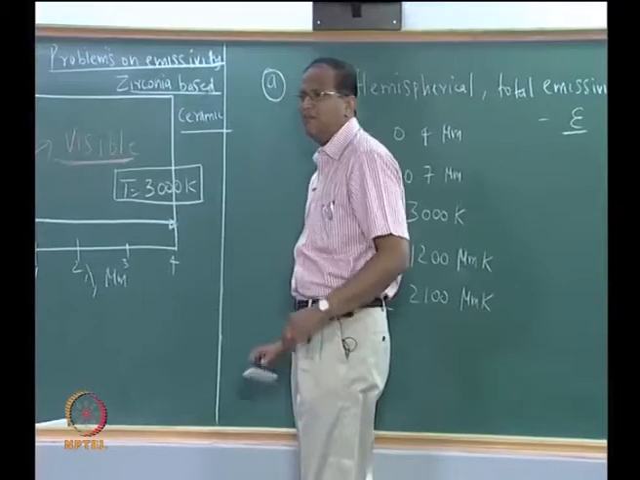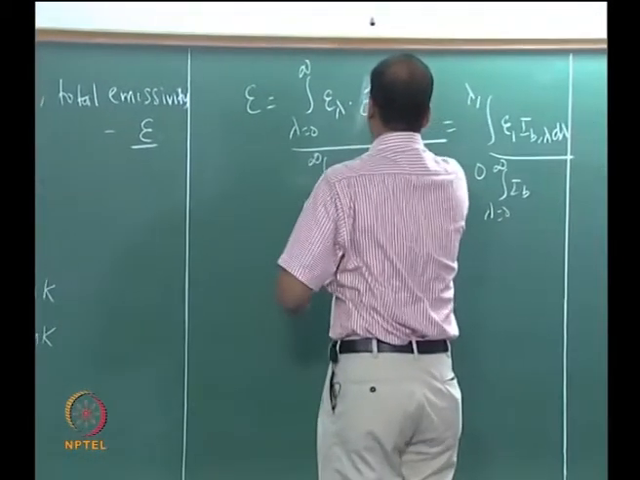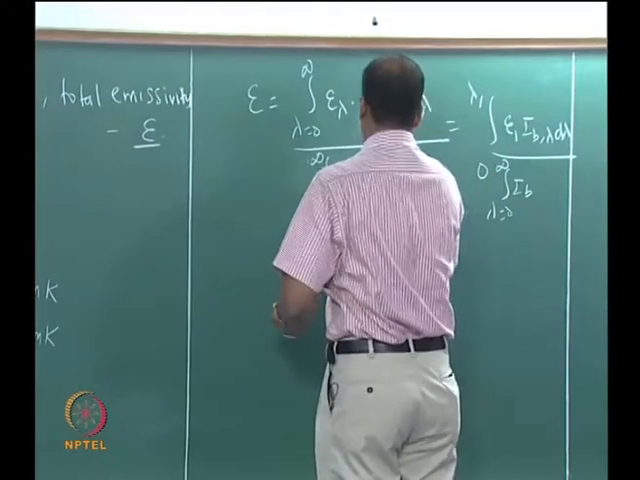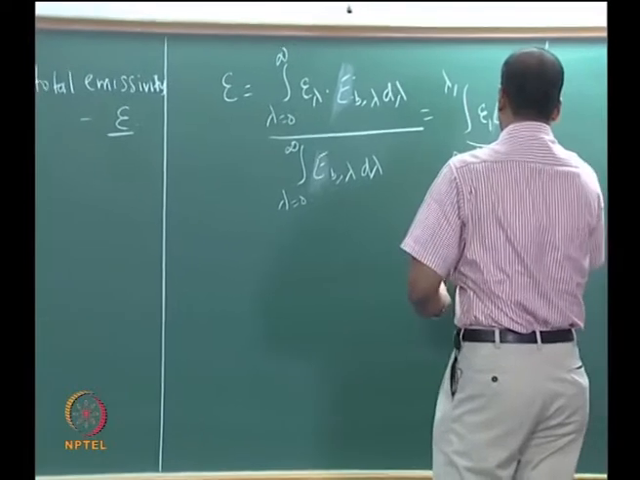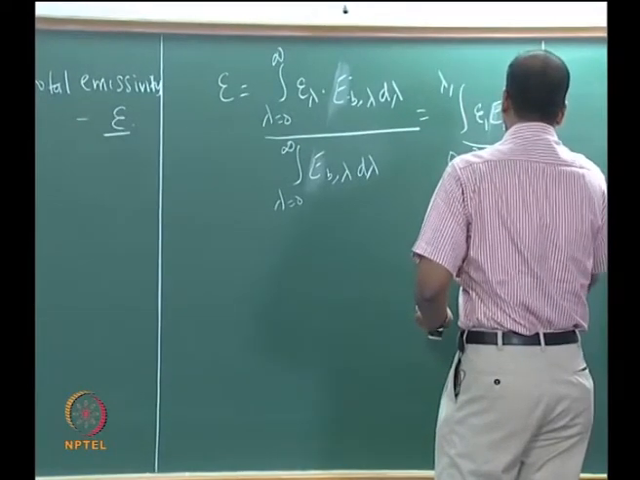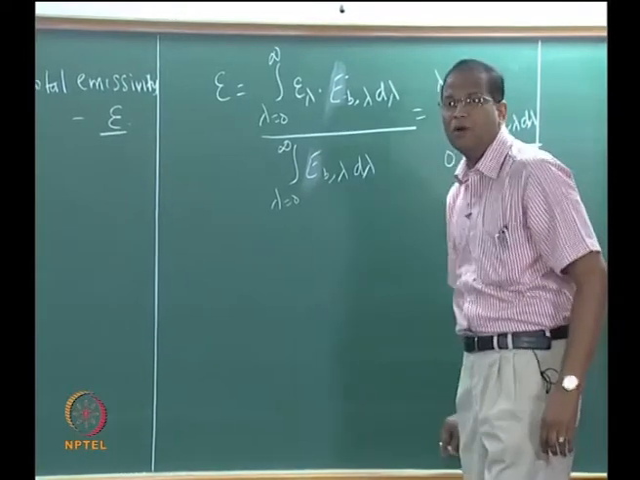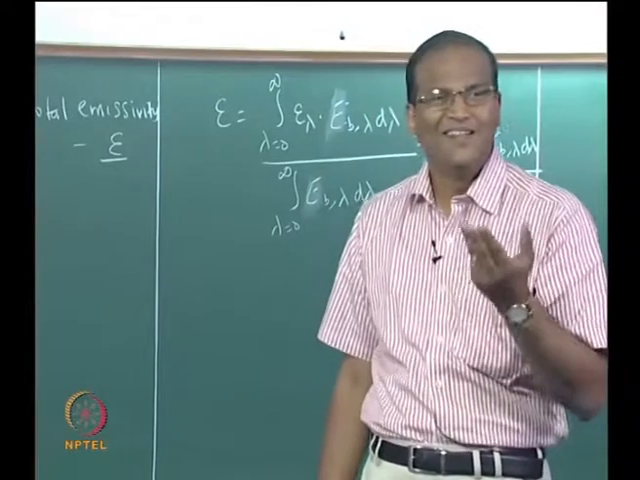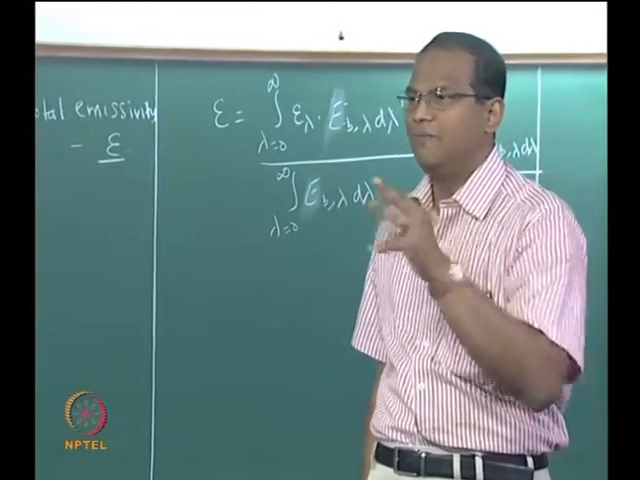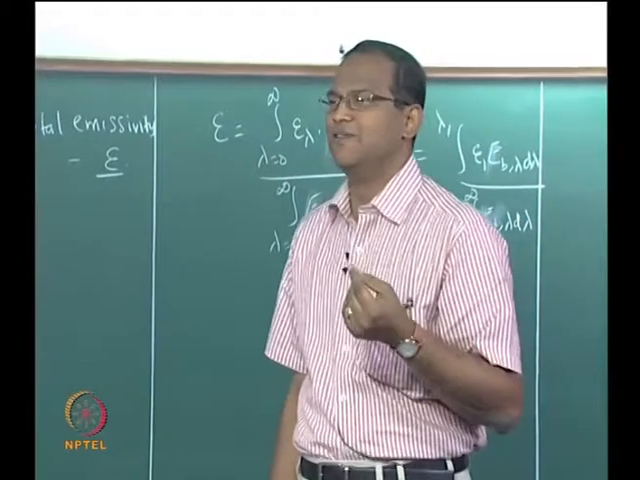Better to use IB or EB? This is better. There is no problem in using either IB lambda or EB lambda, but do not use EB lambda in the numerator and IB lambda in the denominator, then all the answers will be off by a factor of pi or 1 by pi or whatever. You may get incredible emissivities.